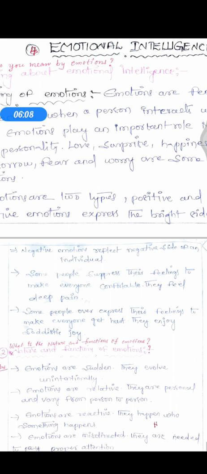And the second type of people: some people overexpress their feelings to make everyone get hurt. They make everyone get hurt. They enjoy sadistic joy. These are the two types of emotions which are extremes.